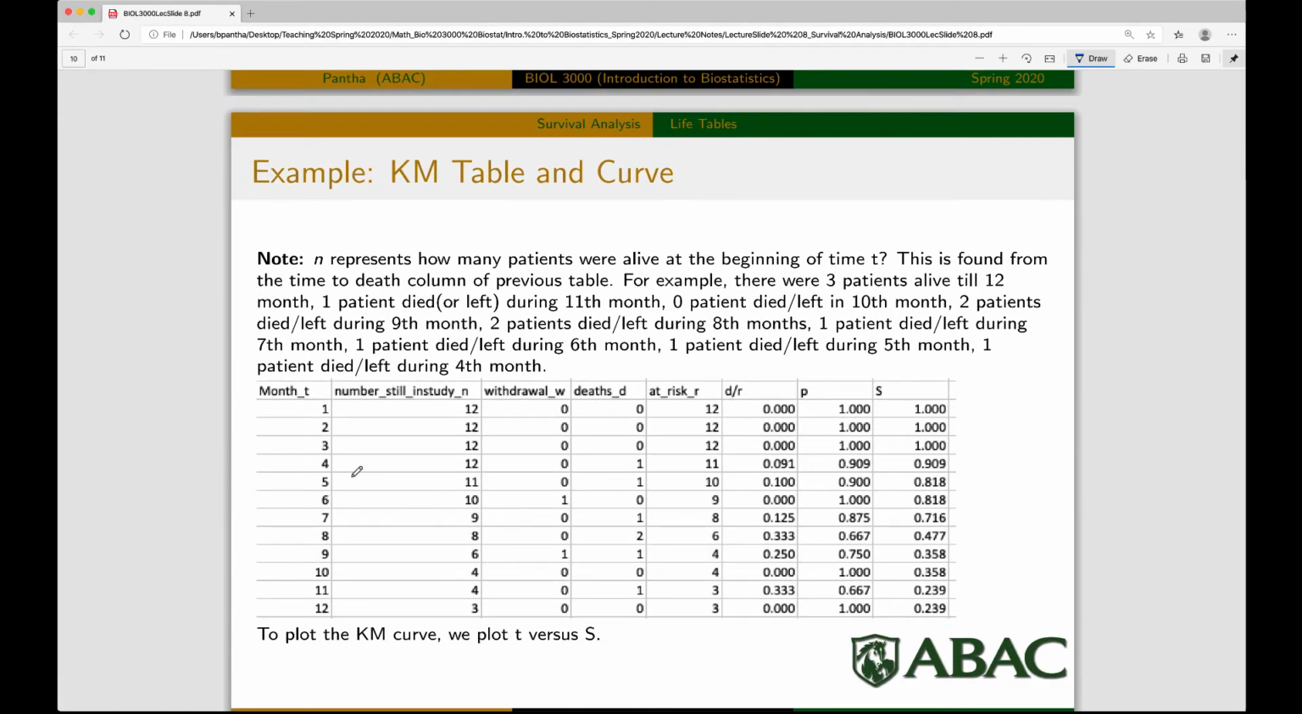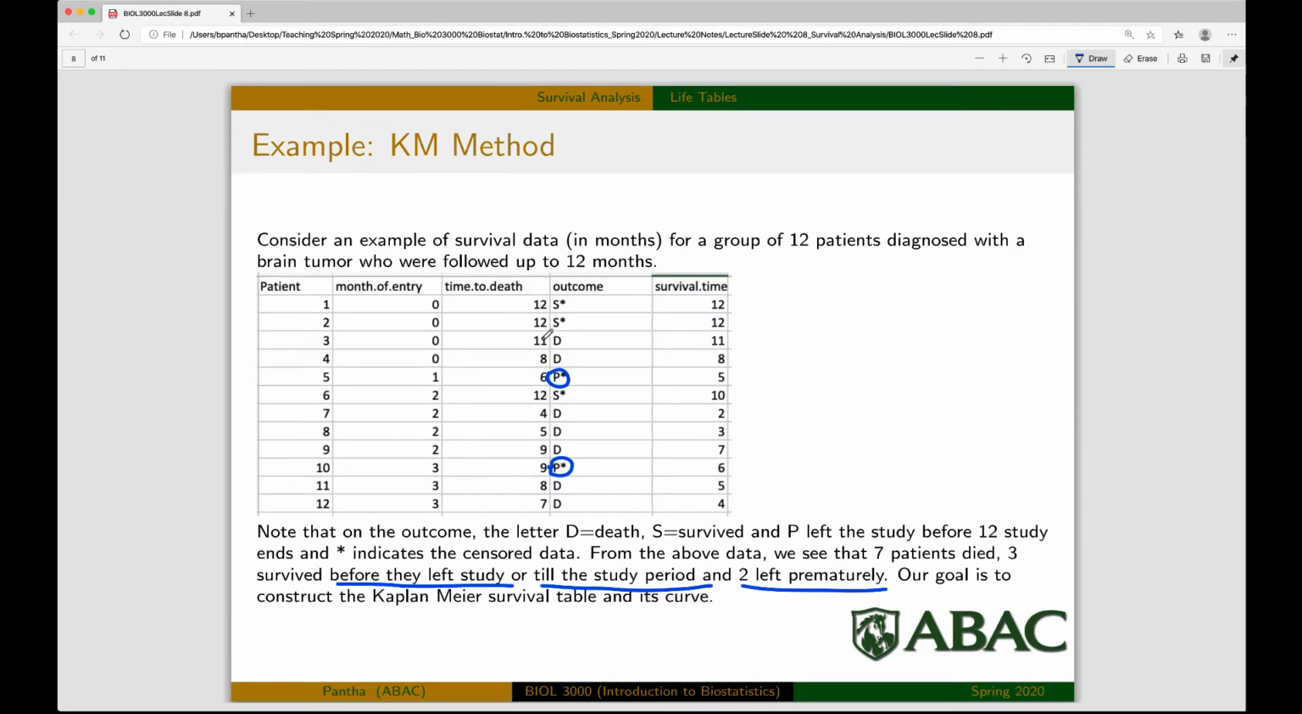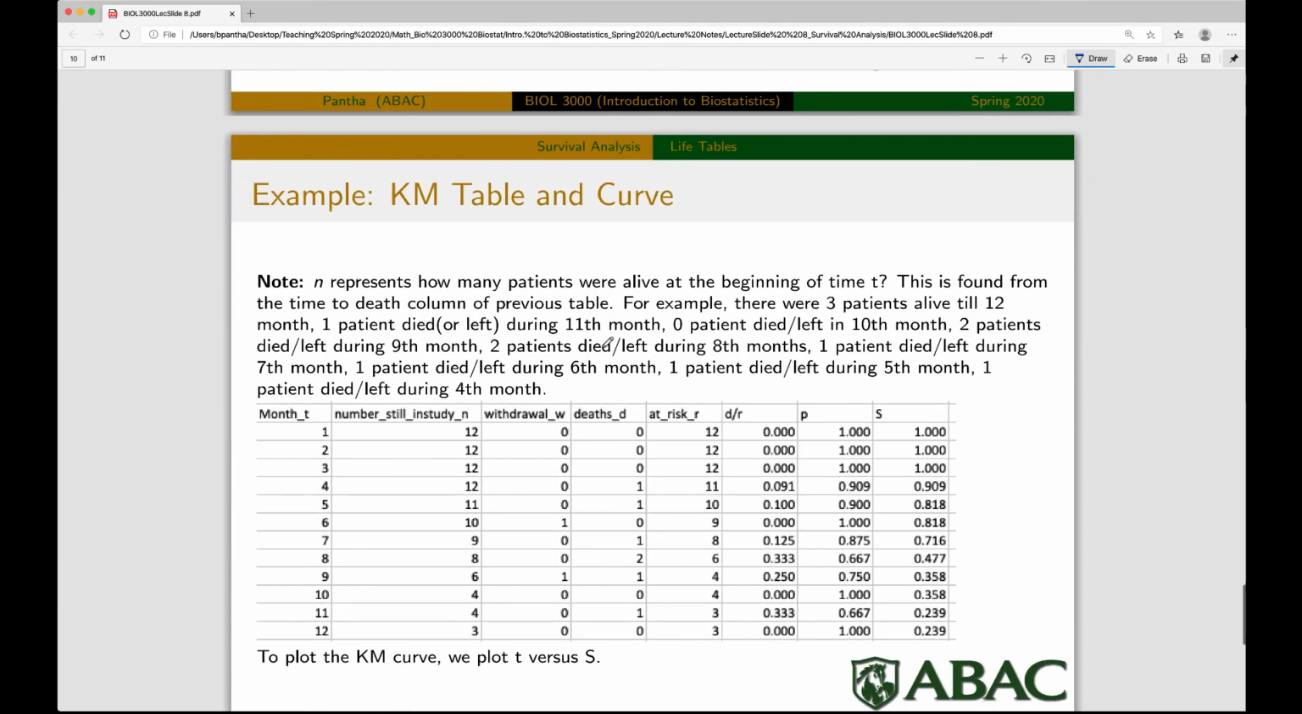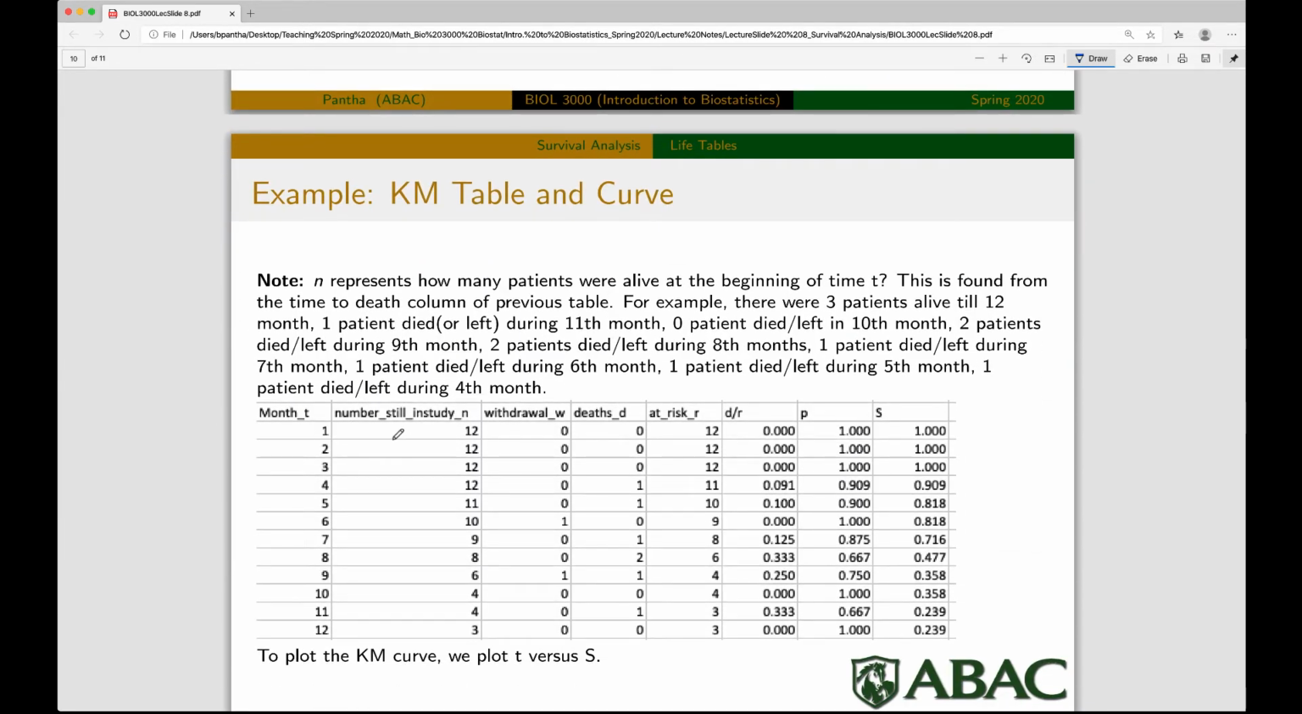So the first column is the month t: first month, second month, third month, fourth month, fifth month, sixth month, seventh month, and so on. Because this study is for 12 months, it goes up to 12. Now how many people are surviving at month 1? That's what we want to find out. That's the number still in the study, 12. How do I find this N? It is found from the time to death column of the previous table. How many people were still in the study on month 1? There were 12 people.